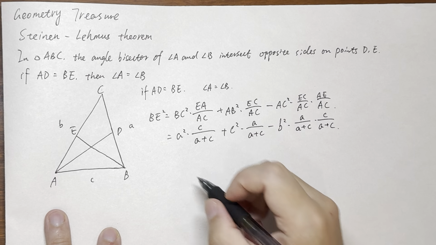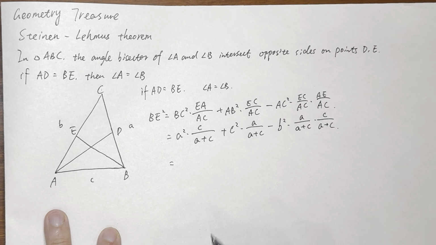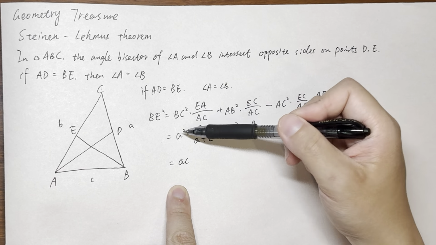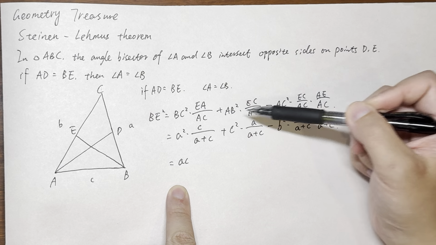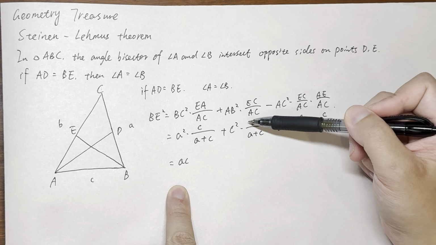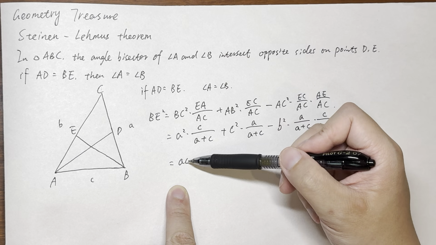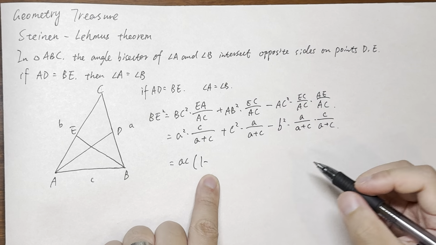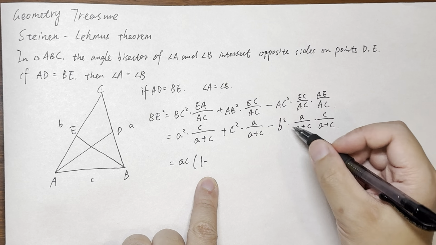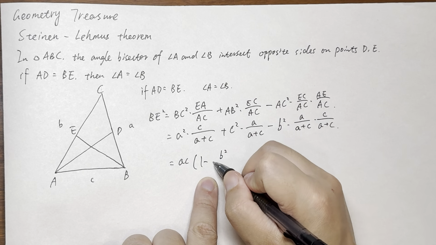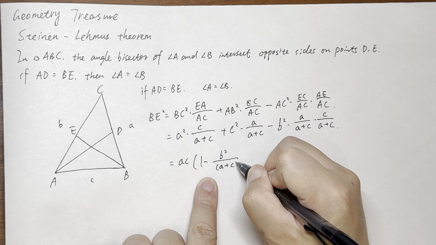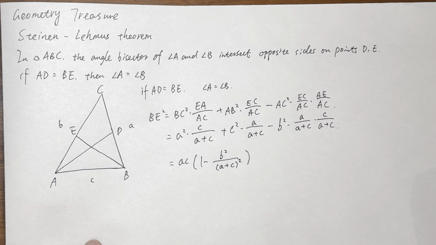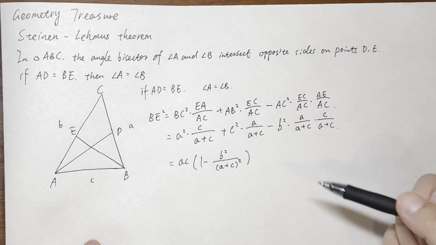So we can simplify this, and it equals ac, right? Because we can extract ac out, leaving a here and c here, and a plus c divided by a plus c is 1. For this one we can extract out as well, so it eventually comes to ac times 1 minus b squared divided by a plus c squared. So that's BE squared.